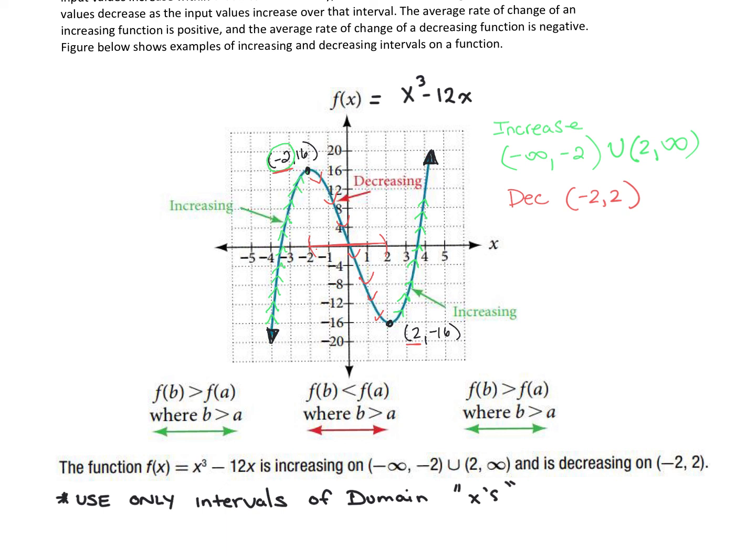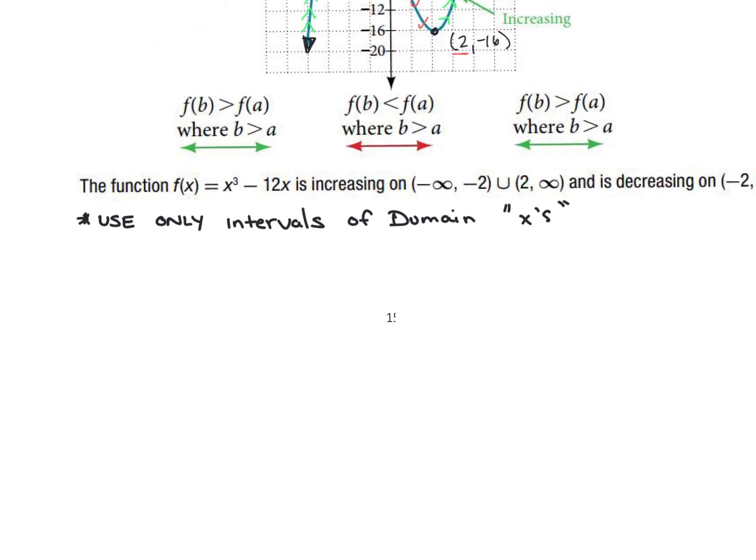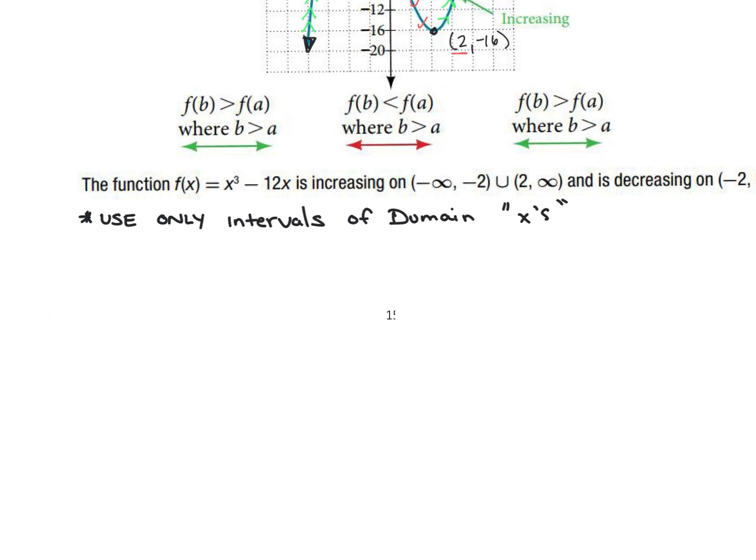Now notice that we always use parentheses because at a particular point, like right here at negative 2, 16, it's just a point, so it's not going up or going down. And I can't include it in one because it could also be included in the other. So we're just going to use parentheses when we talk about intervals of increase and decrease. So one of the things you want to note is these intervals should only use the x values. So I recommend writing down those ordered pairs before you get started.